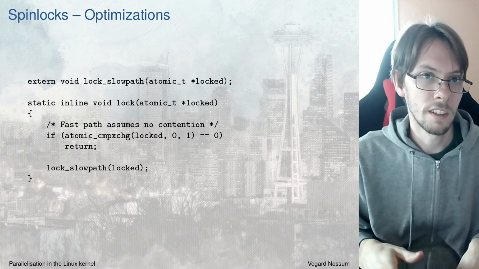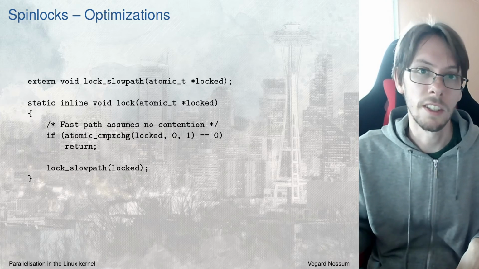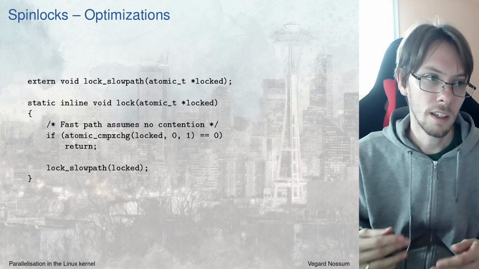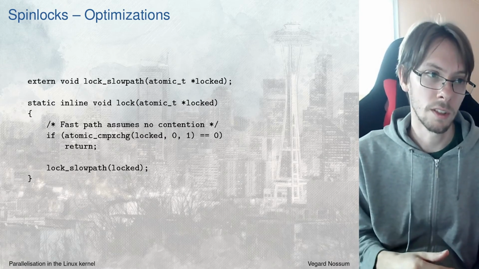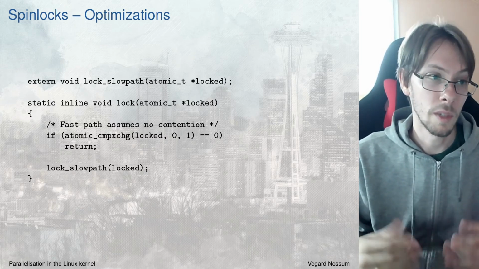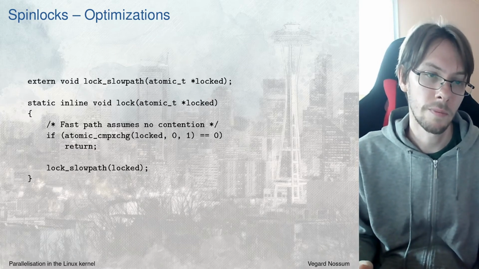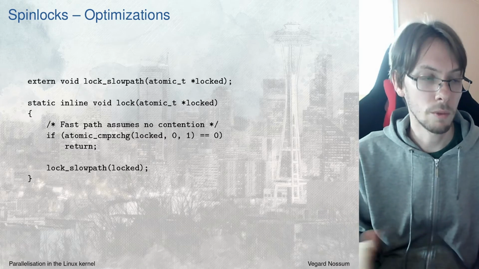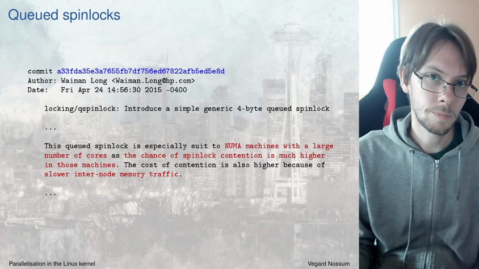But the Linux kernel actually doesn't do this. It splits the code into a fast path and a slow path. And the fast path assumes that there is no contention, which means we expect to get the lock on the first try. And if we don't get the lock on the first try, then we take the slow path.